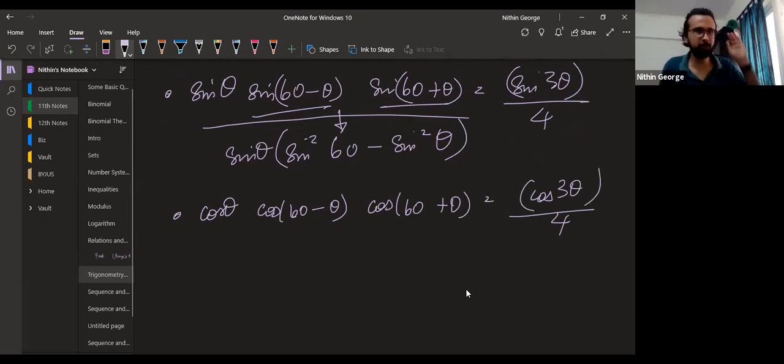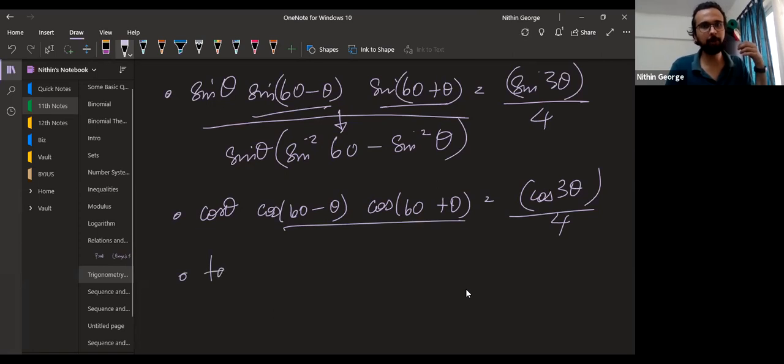There is a formula if you have some cos theta, cos 60 minus theta, cos 60 plus theta. Same for sine. You take 3 times the angle, divide by 4. You can quickly derive it also. Just take care of the 60 plus theta, 60 minus theta part first. You will get the answer.